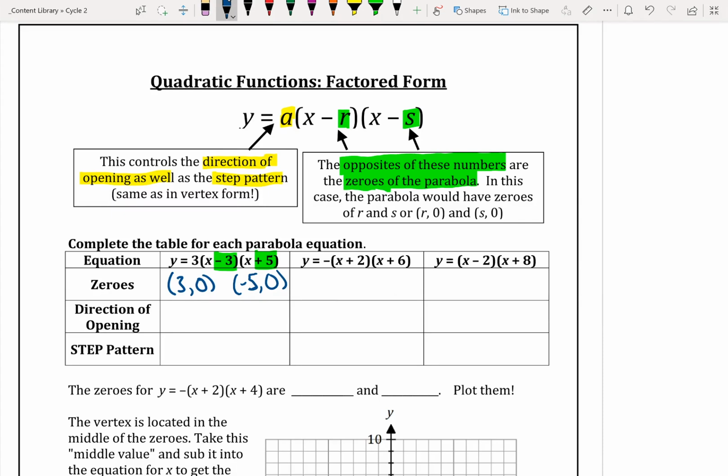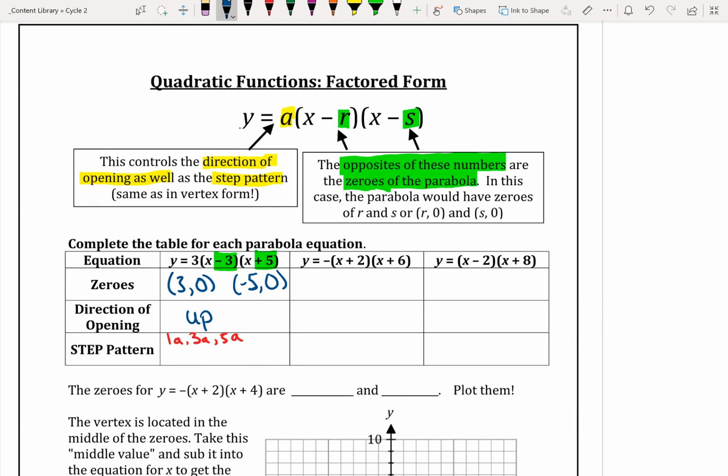The direction of the opening, when we look at the a value, because it's positive, that means it opens up. And then our step pattern, remember our step pattern follows the form 1a, 3a, 5a. That's the general form. So our a value in this case is actually 3.